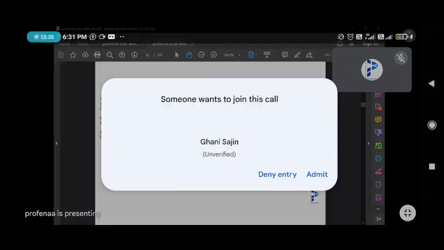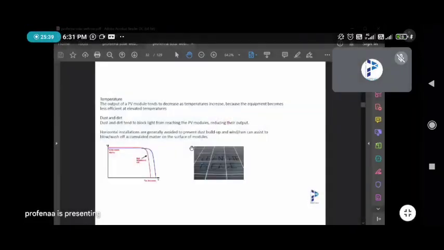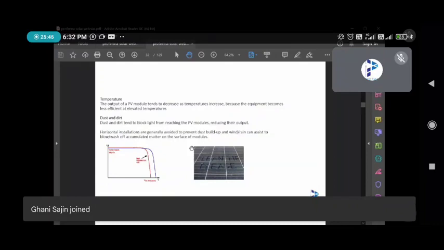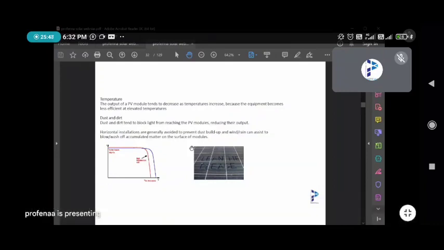Hello, sir, I have one doubt. Sorry for the interruption. No problem, sir, tell me. How do we identify the tilt angle based on the location? Are there any tools available? Yes, so many. PVsyst is there, NASA is there. I will show you what software is available. Even if you type in Google the tilt angle in Tamil Nadu, or in Delhi or Maharashtra, it will show you automatically. Okay, thank you, sir.